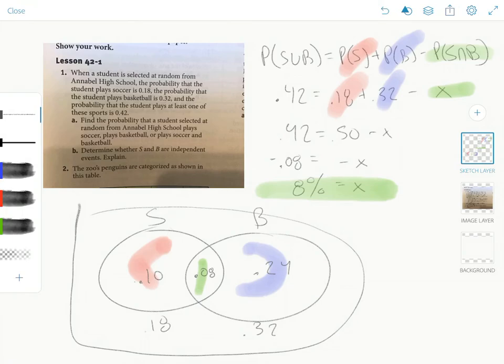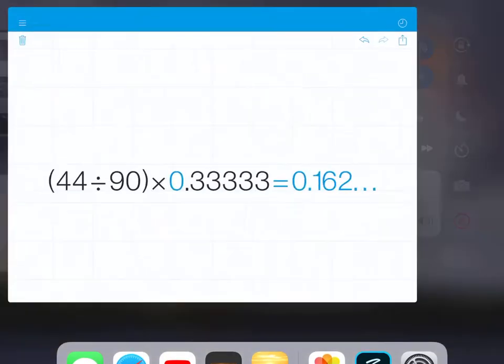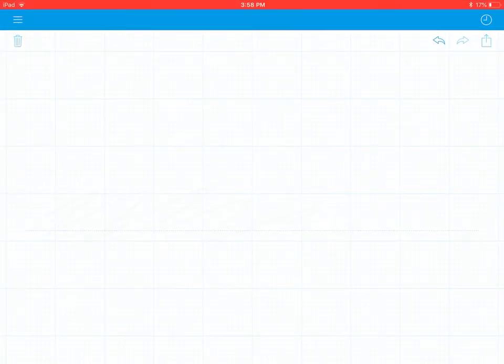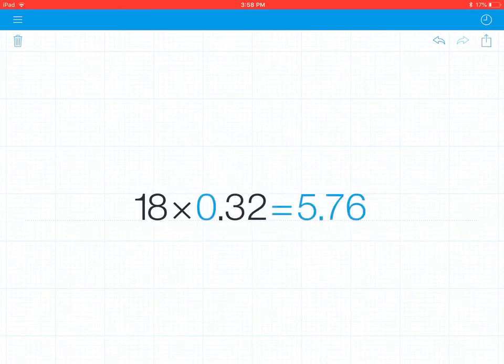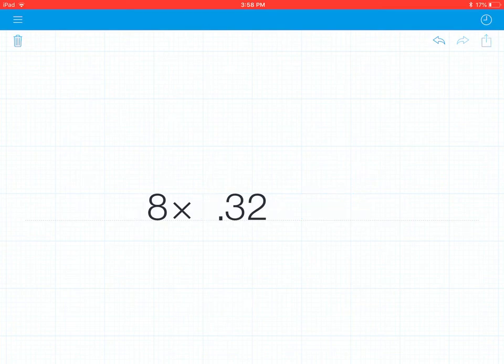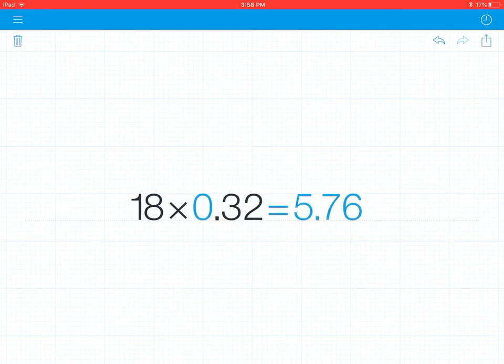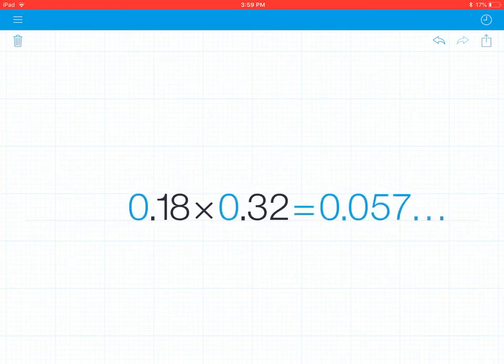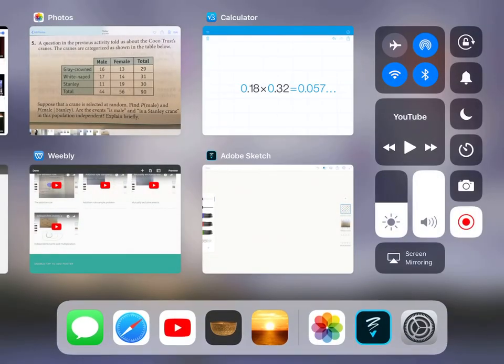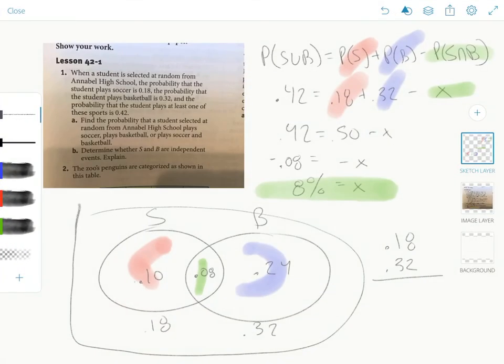Now, the second part of the question, are these independent events? Well, is the product of 0.18 and 0.32 equal to 0.08? I don't think it is, but let's use the calculator to find out. 0.18 times 0.32 equals... there should be a decimal there. Well, there we go, 0.057. So the answer is no.